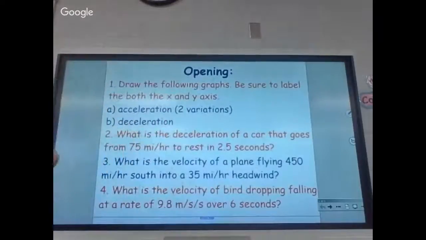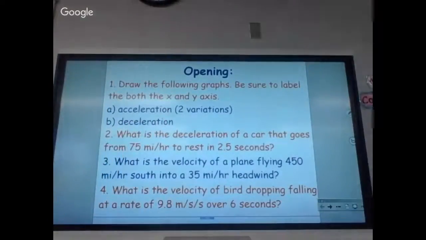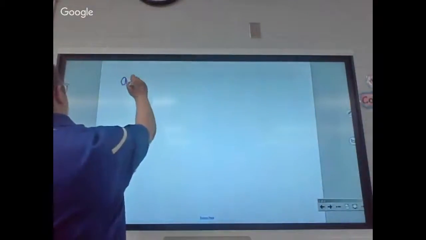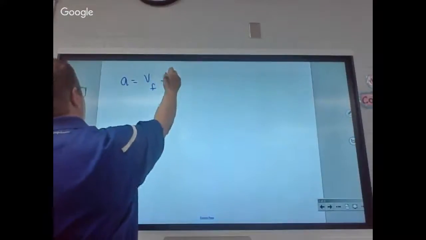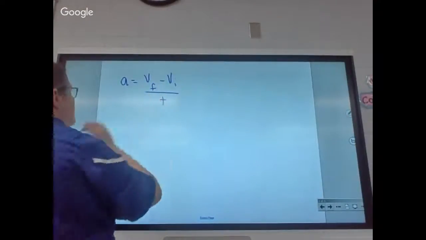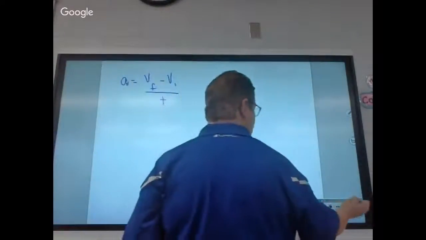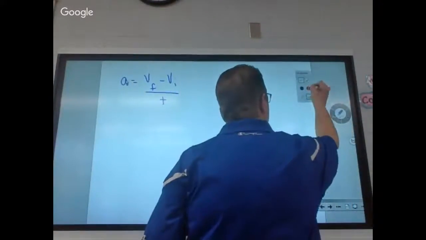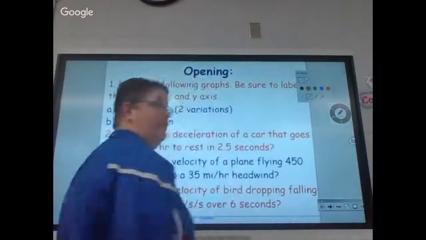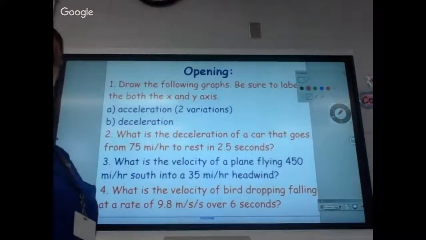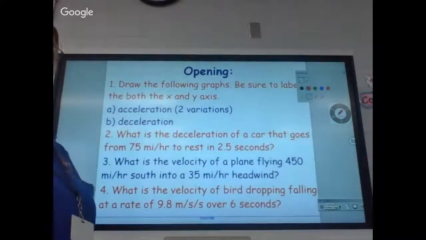In number 2, what is the deceleration of a car? So for Markel, who is not here and is putting his phone away, we have A equals VF minus VI over T. So when we look at the word problem, it asks us to find VF and VI. So VF is final, VI is initial. Final just means the last speed, and initial means the first speed.